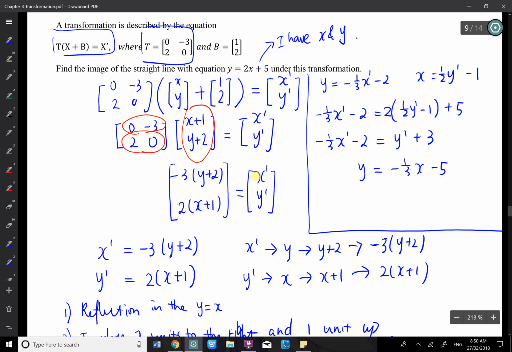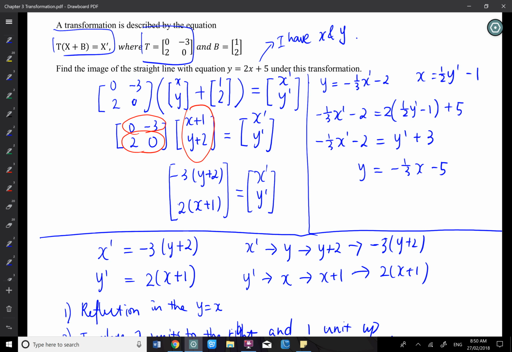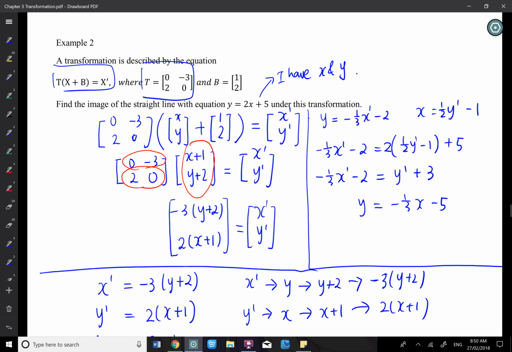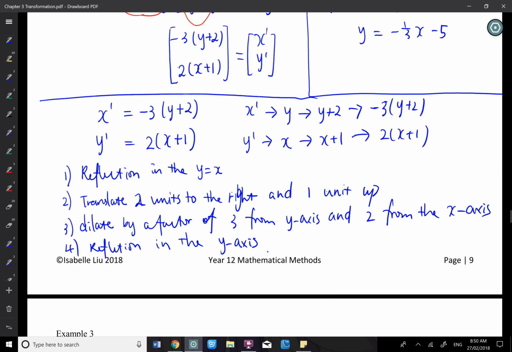So for matrix transformation questions, you don't need to think about much. What you need to do, given the matrix, is expand it and come back to x dash, y dash equals something, and either rearrange or directly substitute, depending on whether you have the resultant function or the transformed equation. So that's this question here.